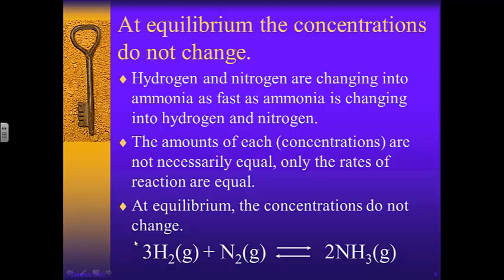In the reaction below, hydrogen and nitrogen are changing into ammonia gas as fast as ammonia gas is breaking down and turning back into hydrogen and nitrogen gas. The amounts of each, meaning their concentrations, are not necessarily equal. Only the rates of a reaction are equal. At equilibrium, the concentrations do not change.